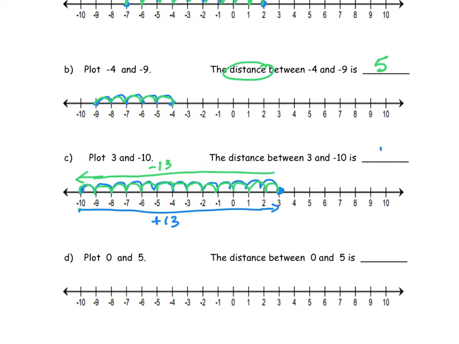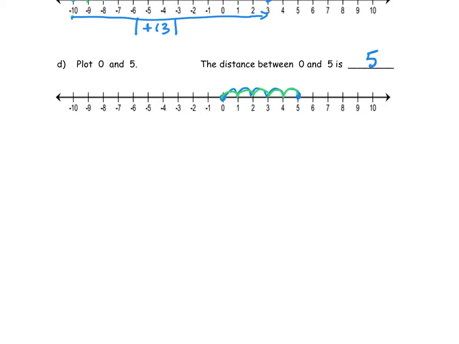The answer is 13, because whether we went to the left or whether we went to the right, the distance between those two numbers is 13. Please pause this video and do letter D on your own. If you said 5, you are correct. No matter which direction we went in, 0 and 5 are 5 units apart.